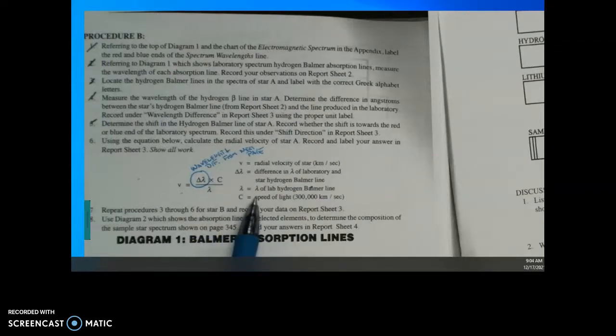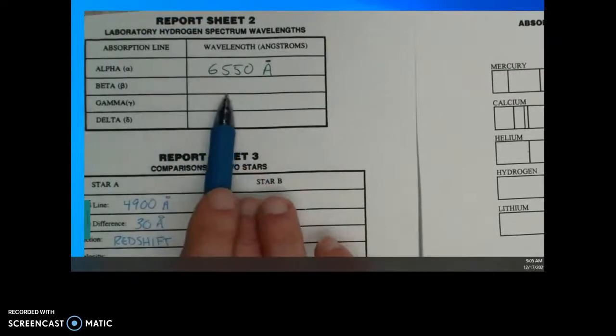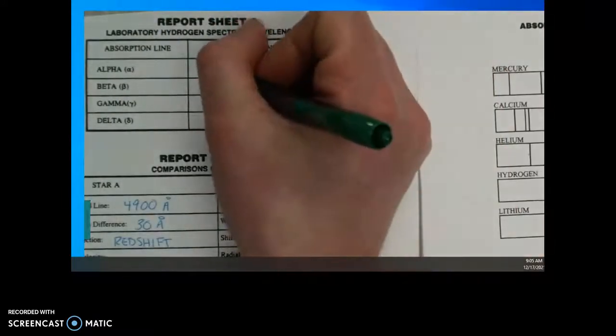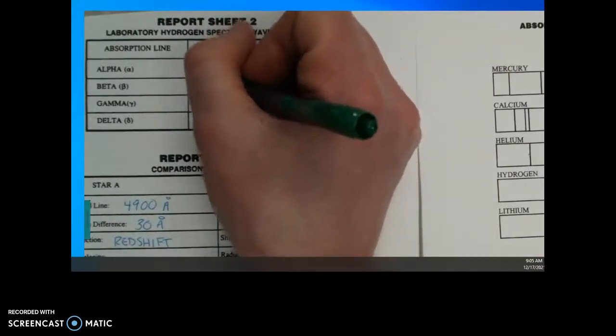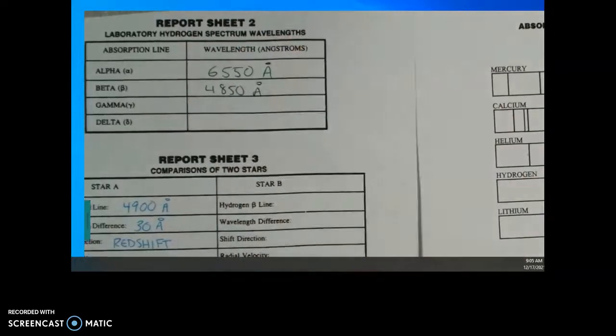Divided by the laboratory hydrogen Balmer line of our laboratory spectra. You've already solved this. You solved it when you did this one here. What did you have for that one? That one, I got like 40, 50. Yes, I think that sounds about right. So you already have everything you need here.